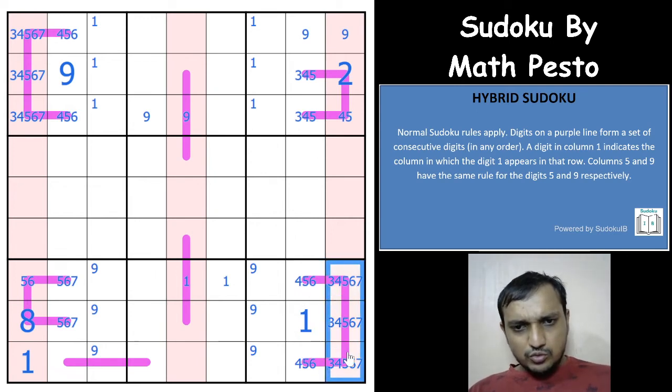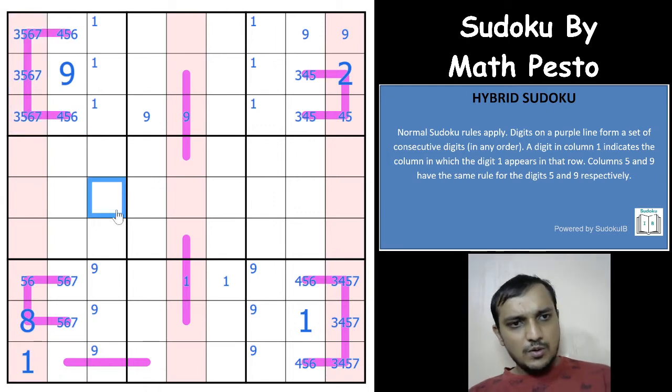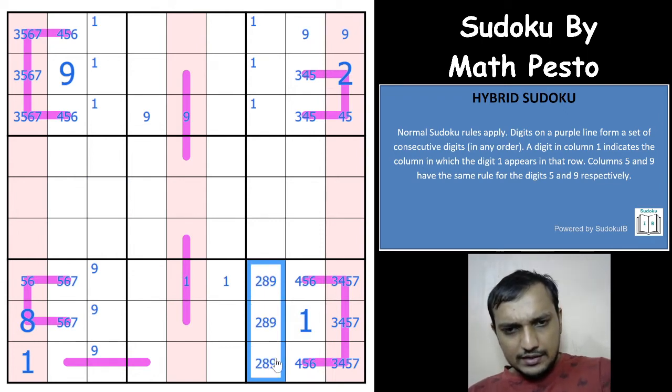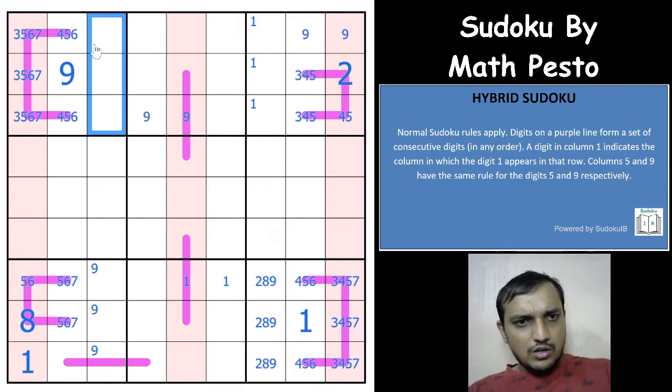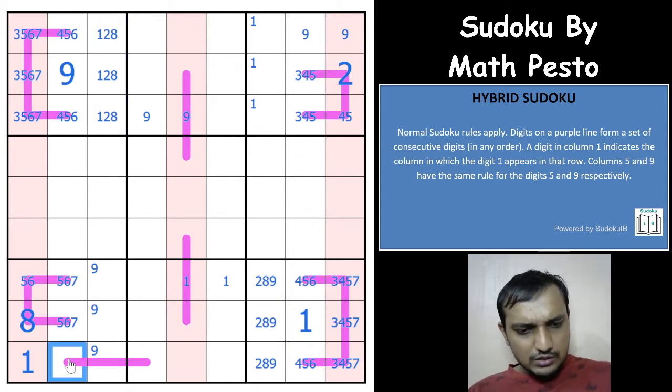Six would have to be in one of these 2 cells, so 6 cannot be here. Same way, 4 would have to be in one of these 2 cells because 4, 5, 6, 7 quadruplet. So 4 would have to be in one of these 2 cells, so 4 cannot be here. So these 2 cells, 2, 8 and 9, right? These 3 cells are 1, 2 and 8. Am I right? Yeah. So which means 2 would have to be here.